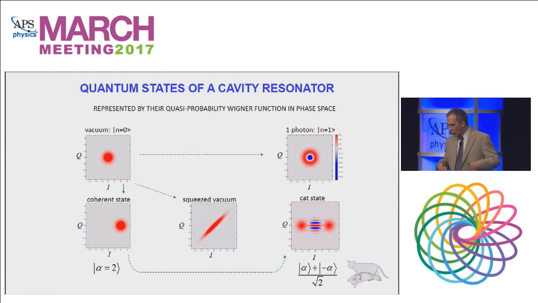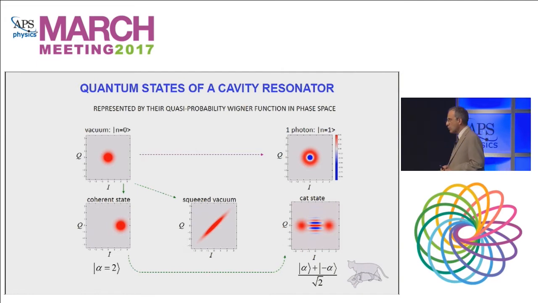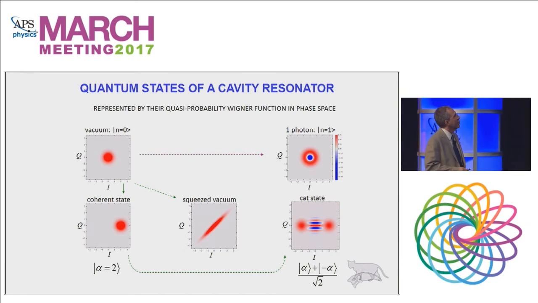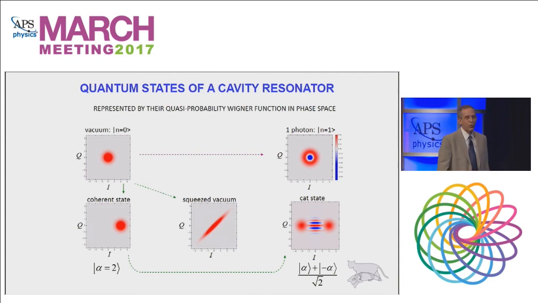Now, when you drive the cavity with an external field, the only thing that you can do is actually create a coherent state. Basically, it's a displaced vacuum, and this corresponds to the pendulum oscillating classically. There's a fuzz of the pendulum, but this is why these coherent states are also called semi-classical states.